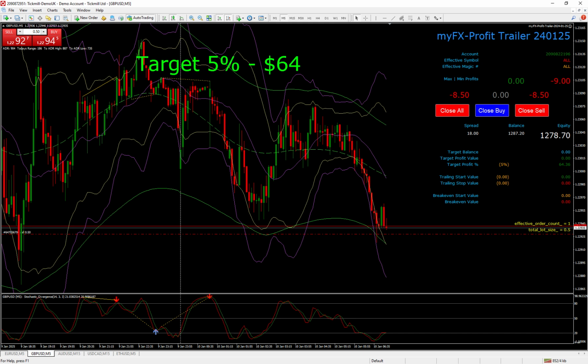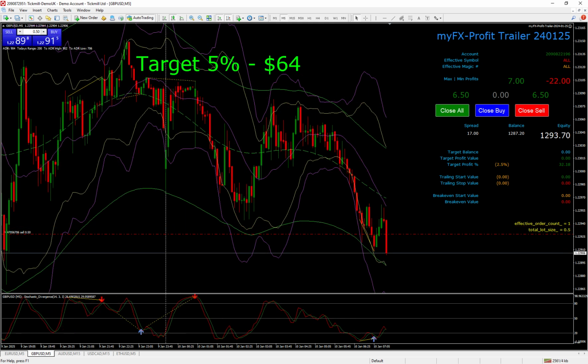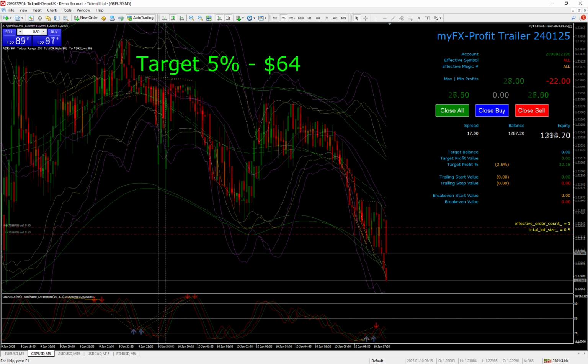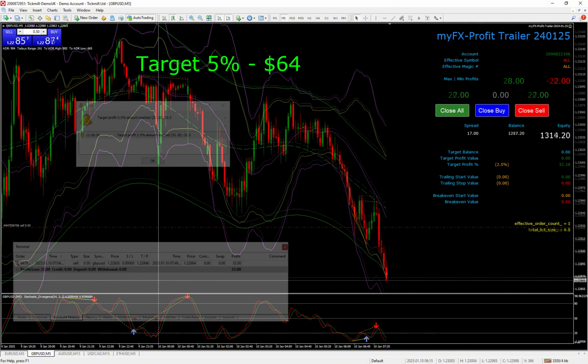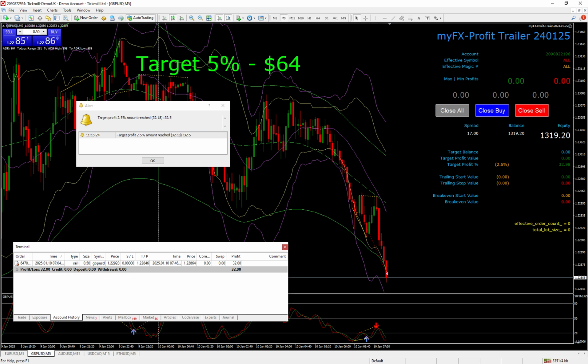My target is a 5% gain from the starting account balance, which amounts to $64. I aim to achieve this in 2 trading sessions, each targeting 2.5%. I believe we're heading in the right direction, as the price continues to move downward. We've now reached our first profit target of $32.